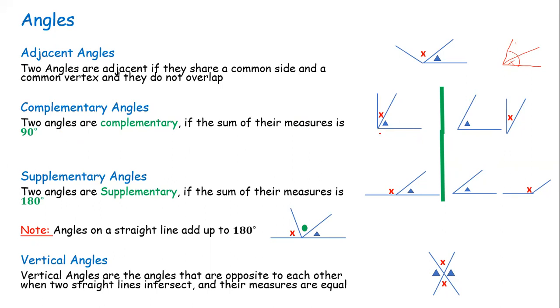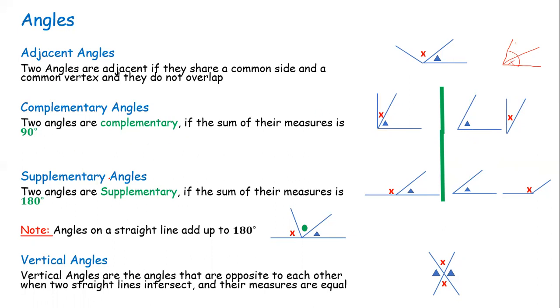However, it's not necessary for two angles to be complementary that they are adjacent. For example, here we have two angles with the same sizes as these ones we have here, but they are not adjacent. However, their sizes add up to 90 degrees. So we consider them to be complementary.